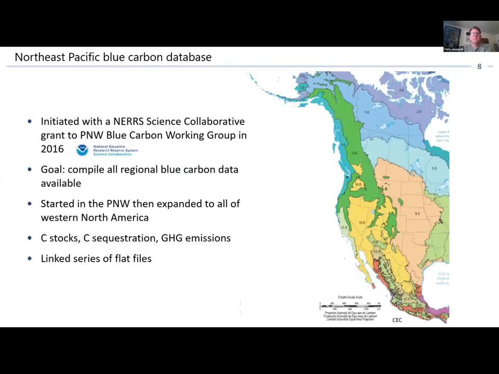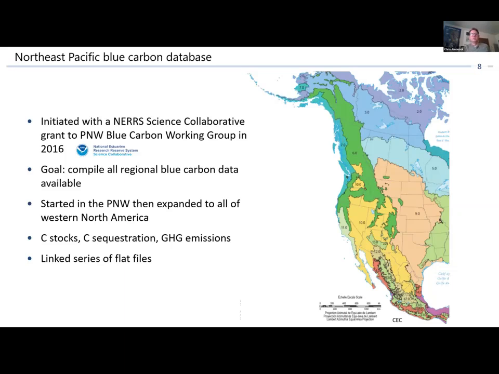So we developed a blue carbon database. This was initiated in about 2016 with a grant from the Neuroscience Collaborative. In that particular project, we were collecting a lot of our own blue carbon stocks data from Northern California up to Washington, but we also wanted to begin compiling a database of the work that other researchers have done on the West Coast.